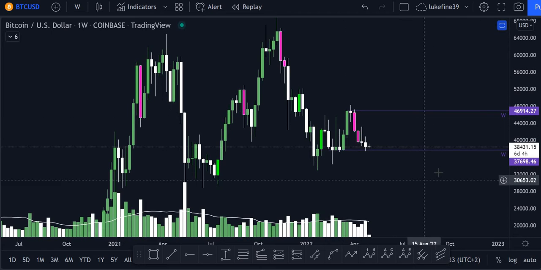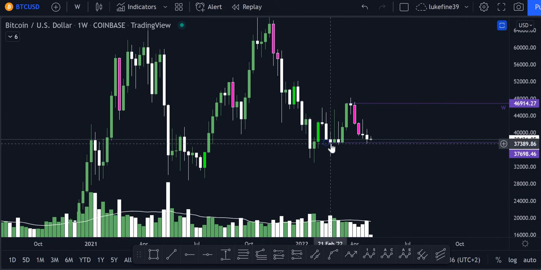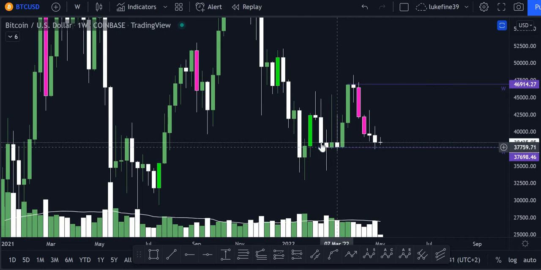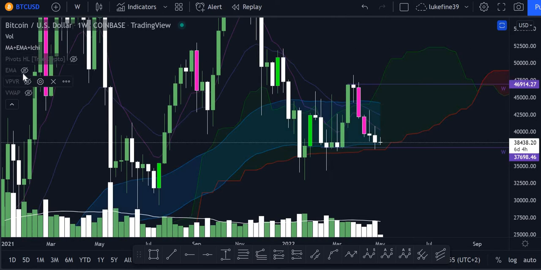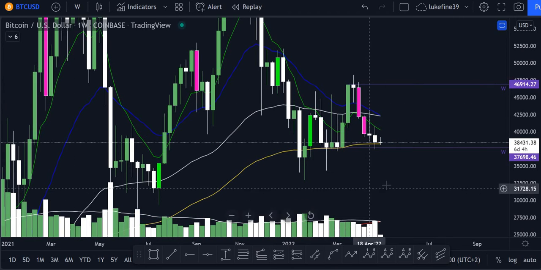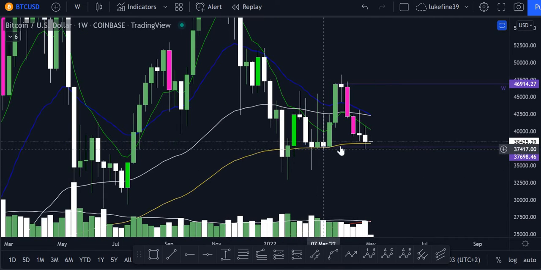So basically just looking at this block, as we had 3 weeks of consolidation in this zone, and then a really strong push up, and then we came back to retest the support. So this support here on the weekly is really important. Let's just take some EMAs, and if we see here, this is the 89 weekly EMA. That's a really good support with this level.